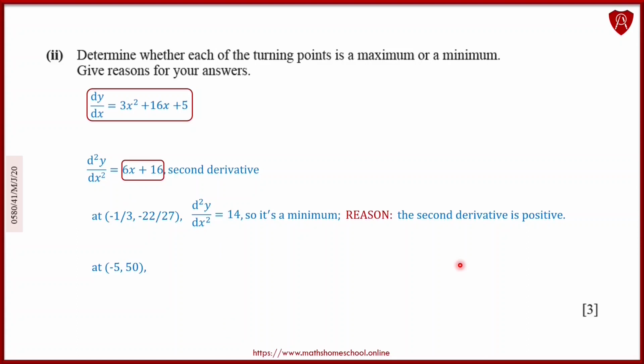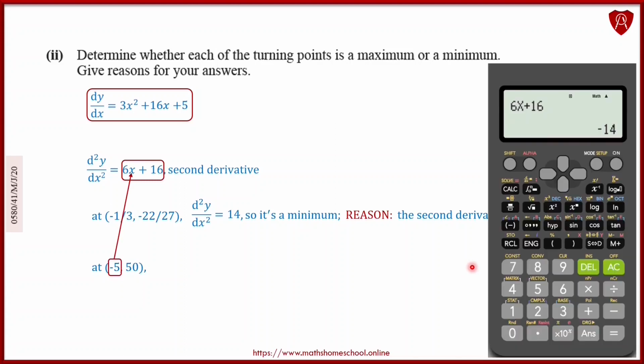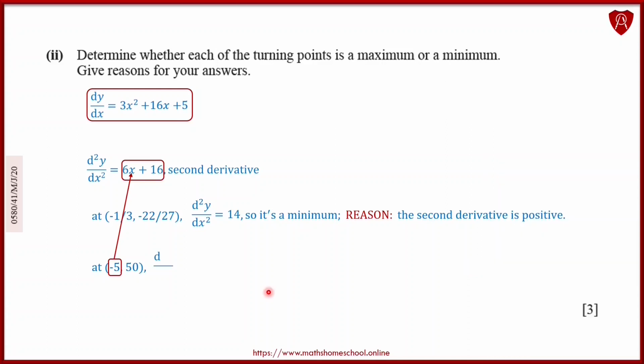Take the second stationary point. Plug in the value of x into the expression for the second derivative. Calc negative 5 equals negative 14. So the second derivative is a negative number. So this point is a maximum. Reason? The second derivative is negative.